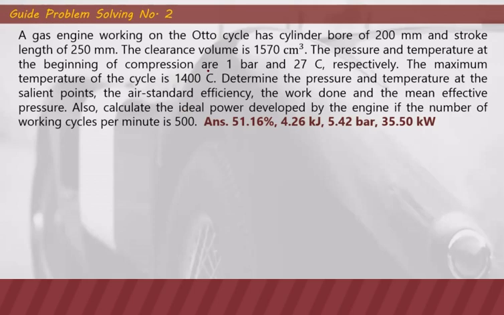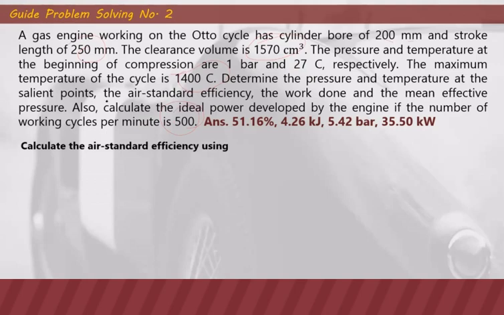As you can see here, we are given an Otto cycle. The cylinder bore, or the diameter of the cylinder, is 200 mm. The stroke is 250 mm. Clearance volume is 1,570 cm³. And we're given the initial pressure and temperature of air, that's 1 bar and 27 degrees Celsius respectively. And then the maximum temperature, that is T3, is 1,400 degrees Celsius. We are going to calculate some quantities and also the ideal power if the working cycles per minute is 500.